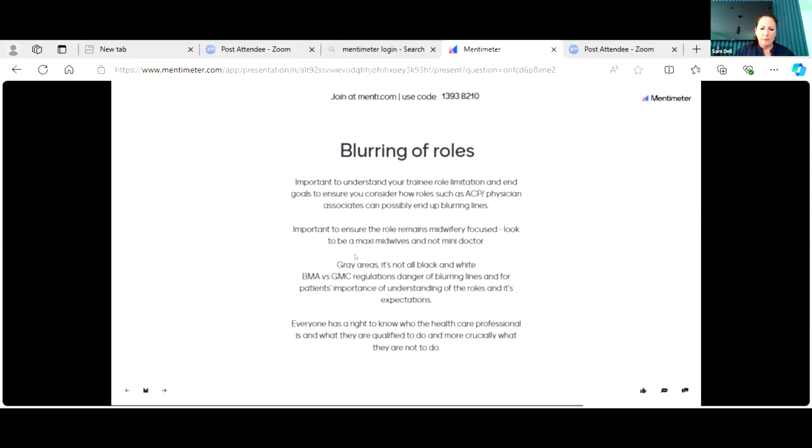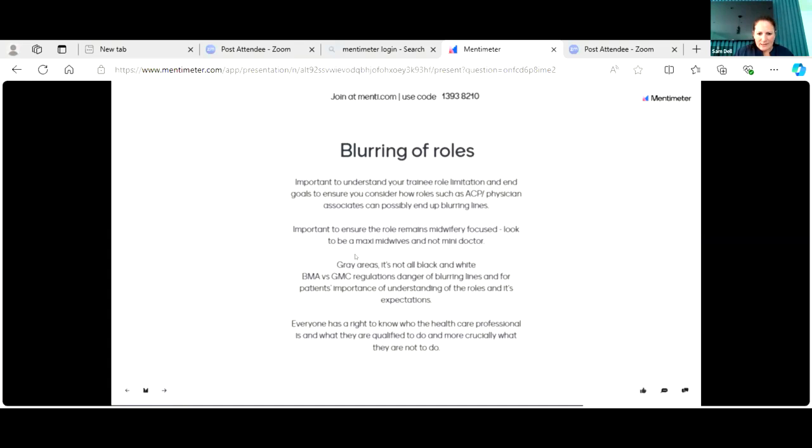So it's really important that when you are introducing yourself as a trainee or as an ACP, that you try and explain that role to that patient, that you are a midwife and you are not a doctor, but you are trained to undertake these reviews and then refer on. It's about making sure that the public understands your role and their expectations of that role for them.